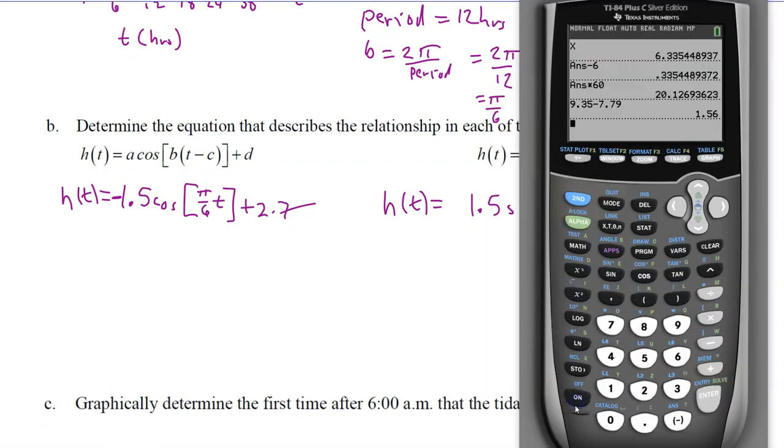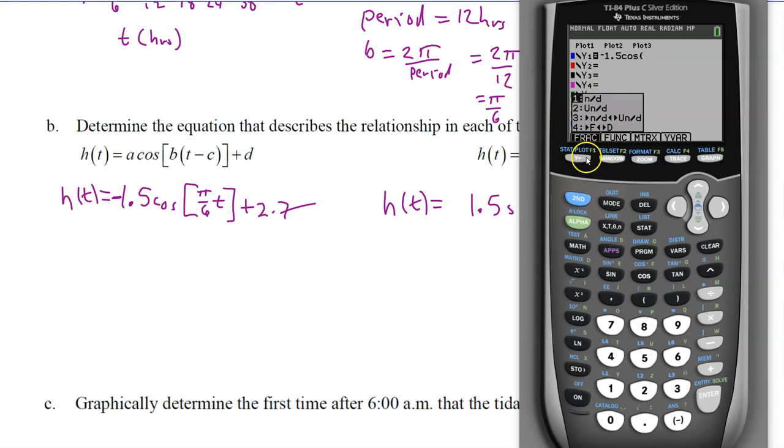So let's turn this on. Let's go to y equals, clear whatever's in there. Okay, so let's go negative 1.5 cos pi over 6. I need to get fancy here. Pi over 6, so second pi divided by 6, X. Don't need any brackets there, because plus 2.7.